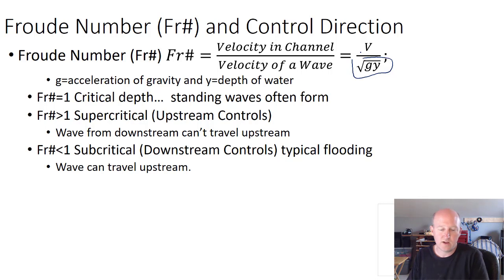Now, if we had a Froude number that was greater than 1, then that would be considered supercritical. What that means is that a wave couldn't travel upstream because the velocity in the channel is faster than the velocity of a wave. So whatever's going on downstream can't affect what's going on upstream, which means the upstream must control. Alternatively, if the Froude number is less than 1, that'd be subcritical. In that case, it's your typical inundation curve, the kind of flooding that we would expect, and that's because a wave can travel upstream.